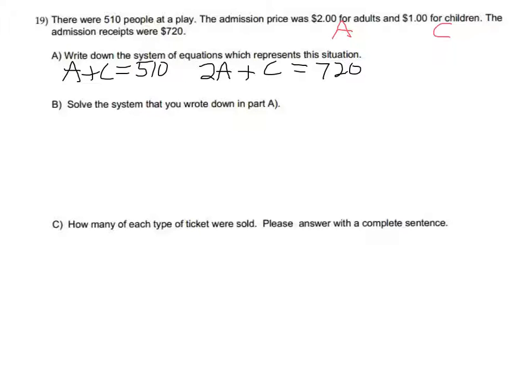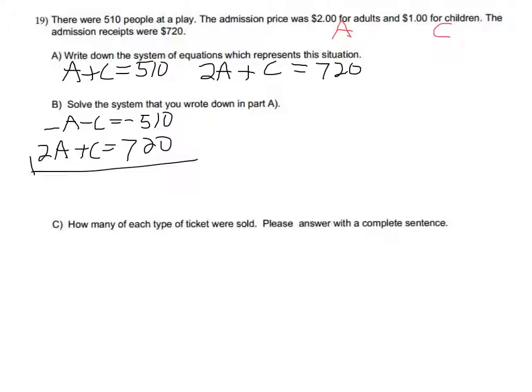Solve the system that you wrote down in part A. To solve this, they're already in standard form, so what I'm going to do is multiply this one by a -1. So that'll be negative A minus C equals negative 510. And just write the other one below. 2A plus C equals 720. When I add these up, I get the C's to cancel, which is why I multiply the first one by -1. And 2A minus A is A equals, and 720 minus 510 is 210. That's A. Great.